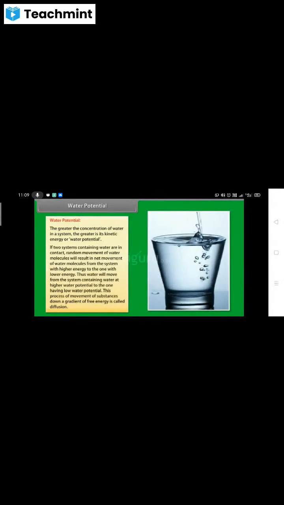When two systems containing water are in contact, the random movement of water molecules will result in a net movement of water molecules. So the water will move from the system containing water at higher water concentration to the lower water concentration. This movement of substances is also called the diffusion process.